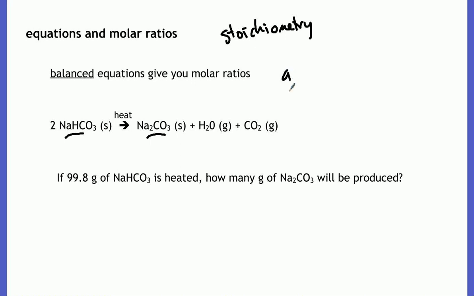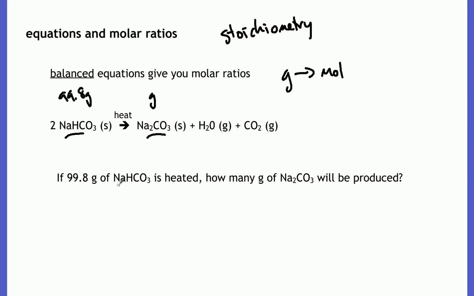So I'm always going to start with grams. And the first step of the process is going to be to change grams into moles, right? And in order to do that, I'm going to need molar masses, right? I have 99.8 grams of sodium bicarbonate. And I'm going to need to find out how many grams of sodium carbonate are produced. But before I can relate those things, I need to change the 99.8 grams into moles.